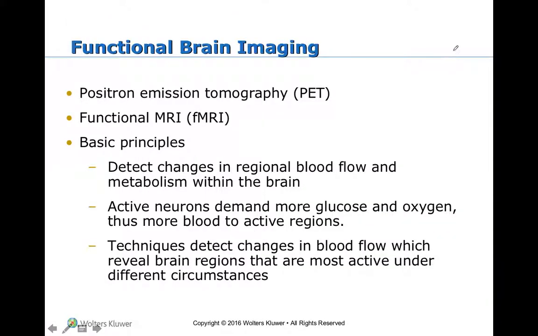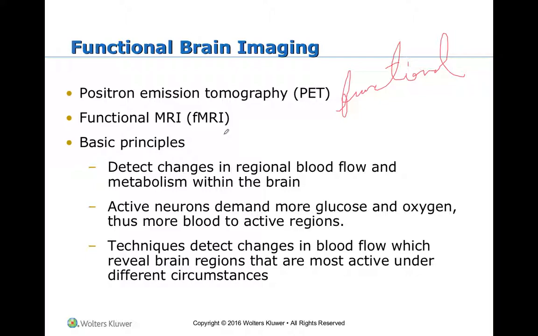fMRI, along with positron emission tomography or PET scans, are functional. So these are functional, meaning I can put you in an fMRI, or I can give you a PET scan, and I can ask you to do a task, and I can look at what area of the brain is lit up and what area of the brain is functional during that given task.